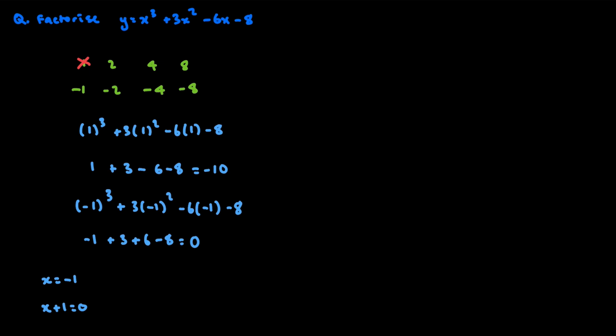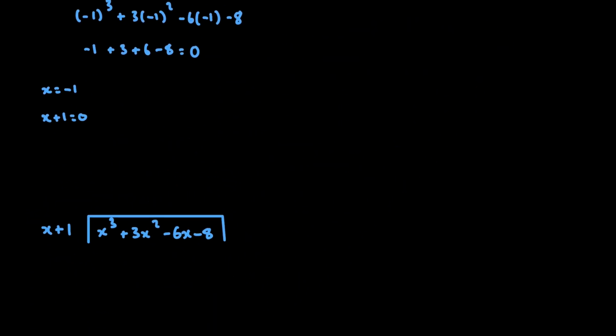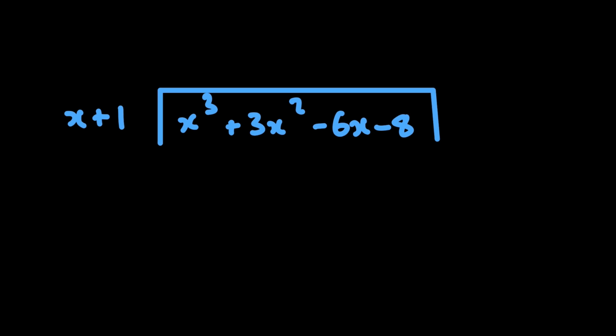So I'm going to set up a long division bracket like this, just like this, and I'm going to have x plus 1 on the outside like that. And I'm going to bring this down, and let's have a look at this question. How do we long divide polynomials like this? Well, it's very repetitive, but the more practice you get, it should be very, very simple for you.